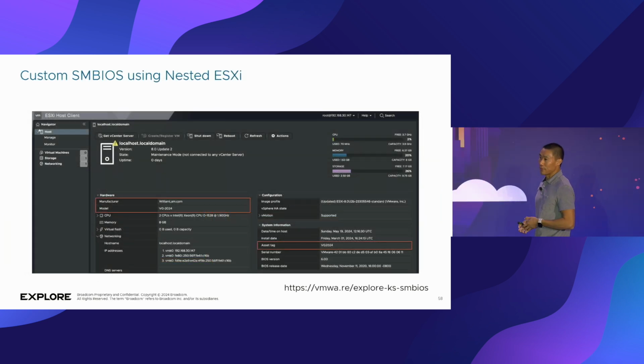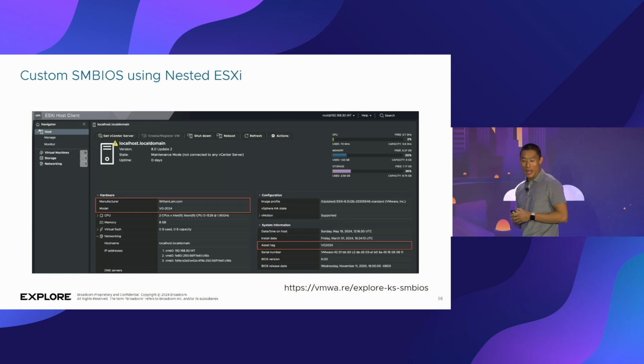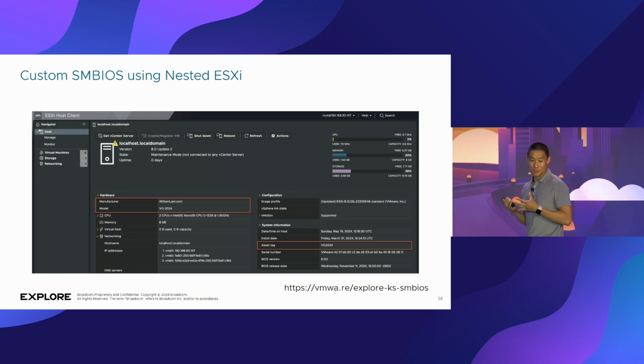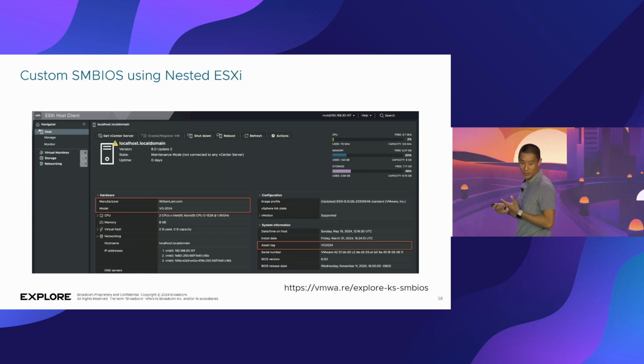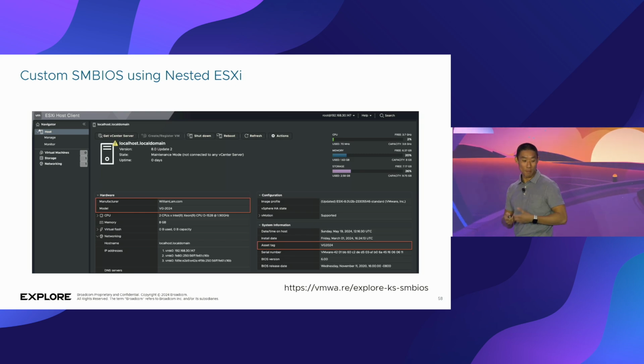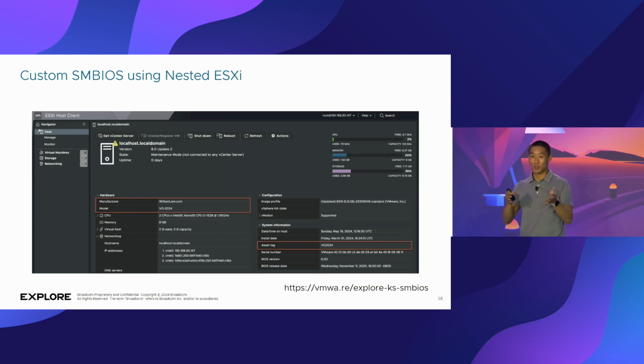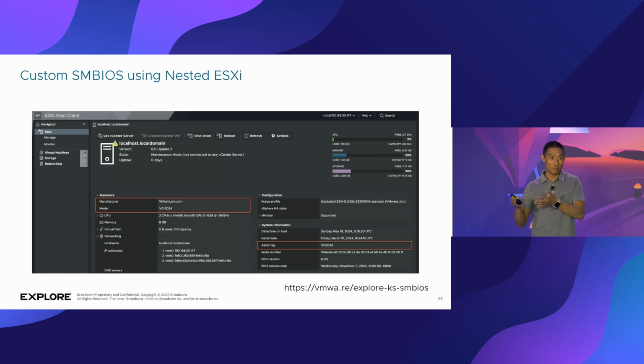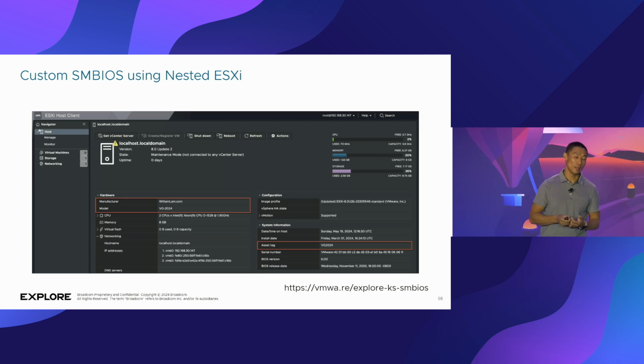Another interesting one, this is useful for testing purposes. You can actually customize the SMBIOS, right? So you can mimic the manufacturer and the model. You might have different types of hardware, and it's really hard to test all those different configurations. So again, leveraging nested ESXi, we can modify the BIOS file, and you can have a custom configuration.